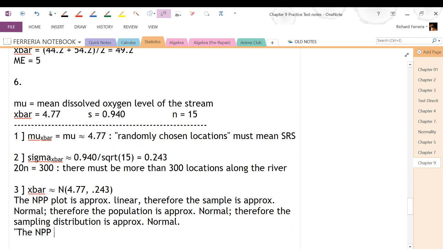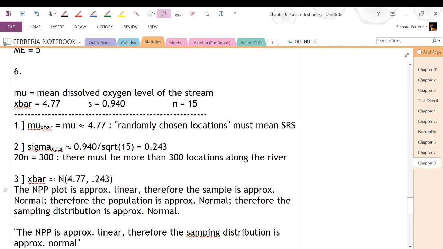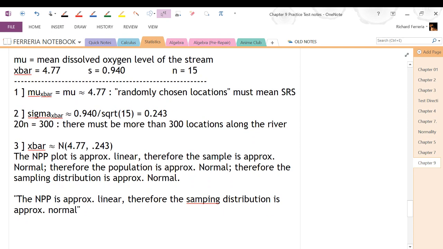The normal probability plot is approximately linear. Therefore, the sampling distribution is approximately normal. That would be probably your shortcut way of writing it. Just remember that that one statement is short-circuiting a long chain of logic.